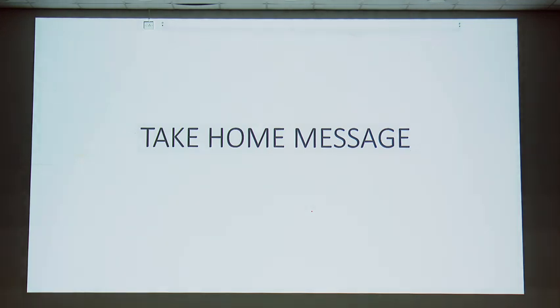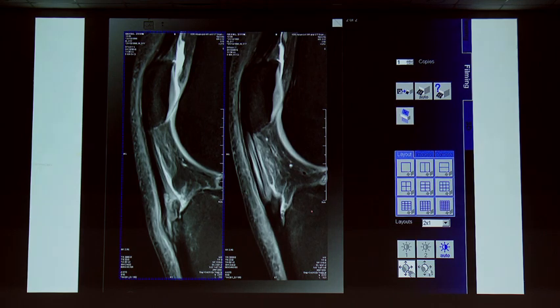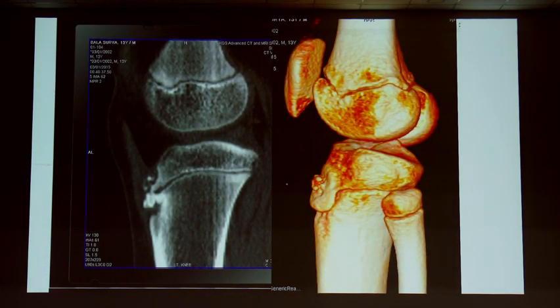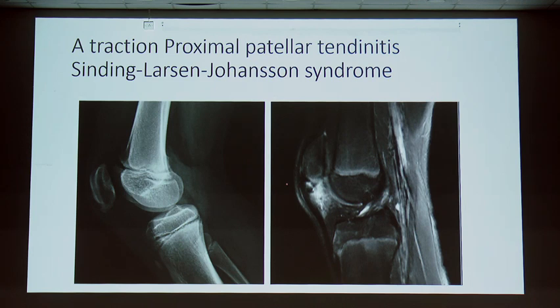And what are the take-home messages of patellar tracking? Always carefully look at the quadriceps tendon, carefully look at the patellar tendon, and what is happening over the insertion site. It is a classical case of Osgood-Schlatter traction apophysitis. Is it involving the partial thickness or full thickness, or the physis plate also, extending above, is the epiphysis involved or not? And not necessarily the lower portion of the patellar tendon gets injured. It can injure the upper portion also.